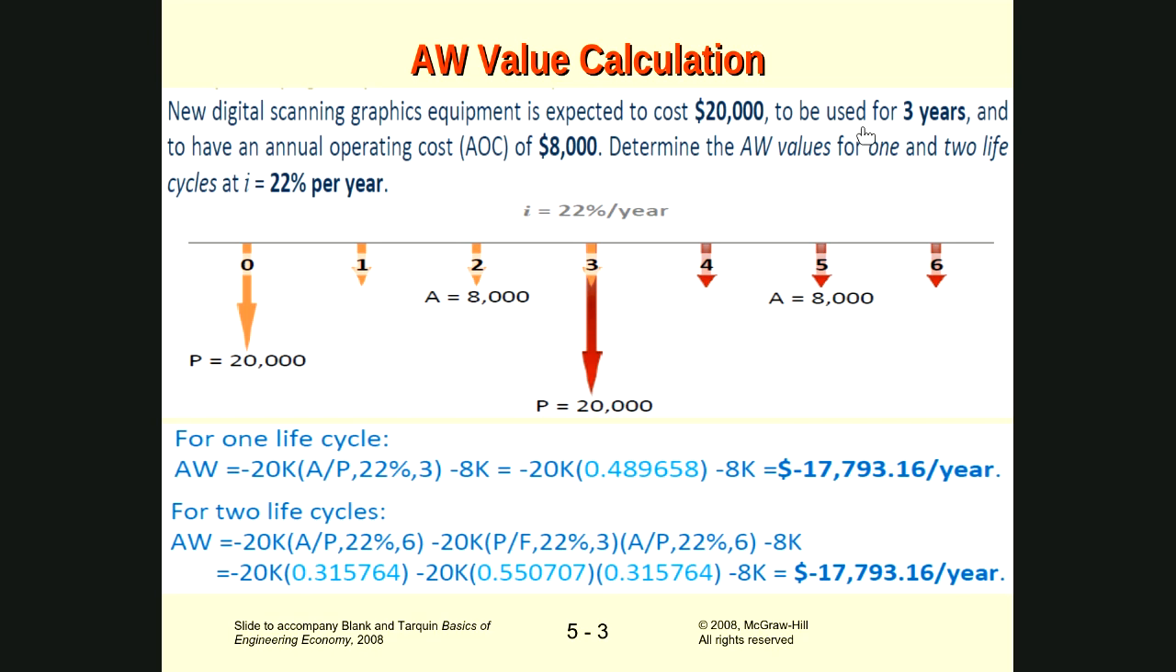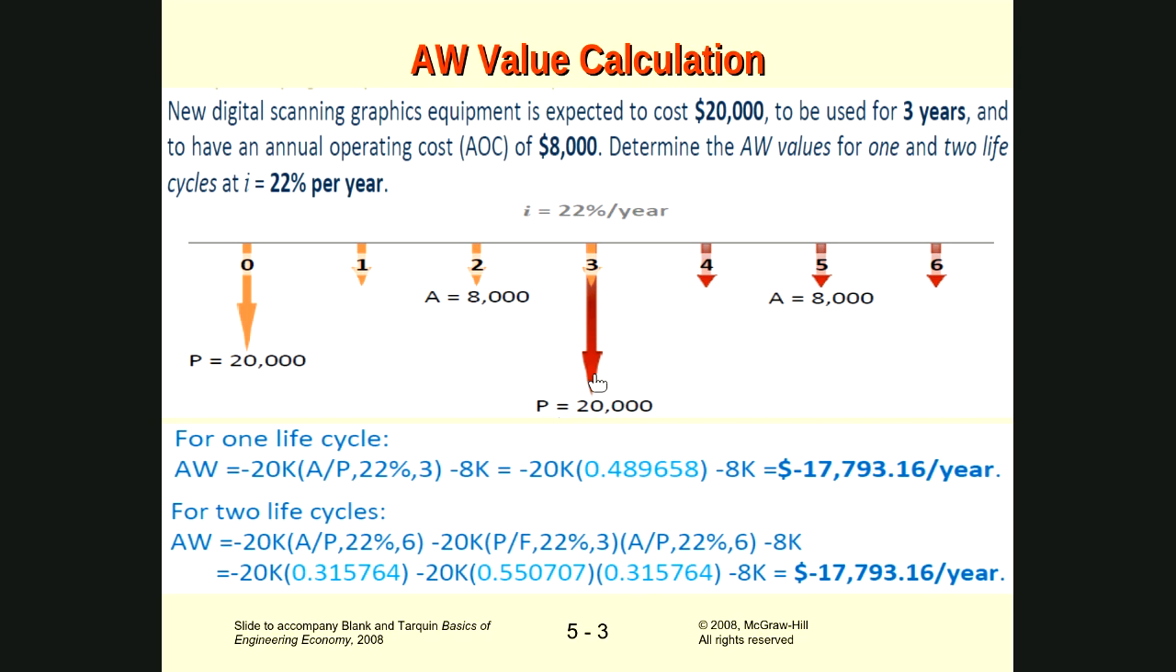Okay, so we draw the cash flow for 3 years from 0 to 3, and we post all those values on the cash flow, and we write them here. The 20,000 is an outflow. Also the 8,000, actually all of them are outflows. So the 8,000 is from 1 to 3, and then the 20,000 here is related to the second cycle.